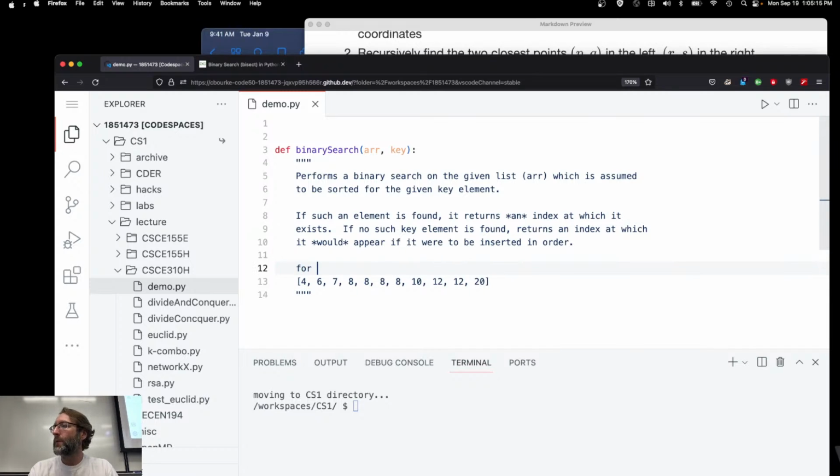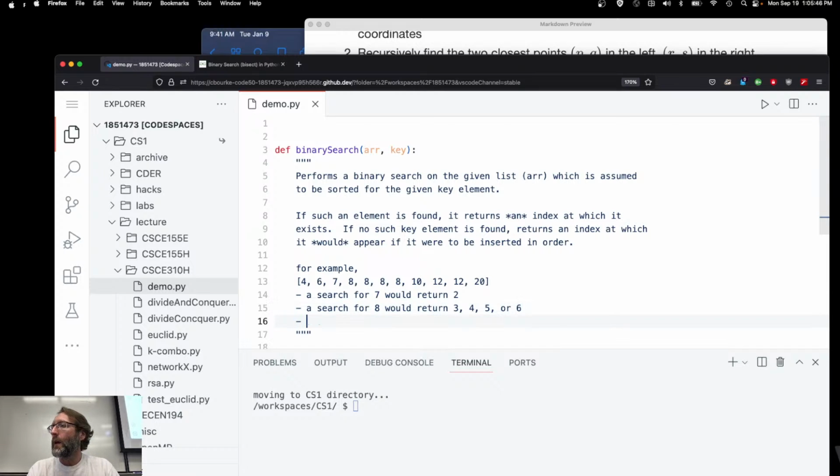For example, if our array, a search for, I don't know, 7 would return what? What would we expect it to return? 0, 1, 2. A search for 8 would return 3, 4, 5, or 6. Right? It could be any of those.